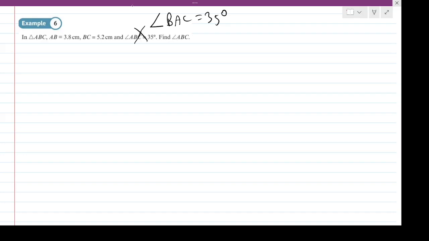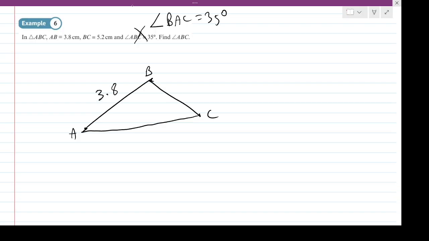Find angle ABC. Okay, so again, let's draw a rough sketch of a triangle, to put this information in, so we can put the lengths and the angles in. So point A is here, point B say there, and point C say there. I'm not worried about how accurate the triangle is per se, I'm just drawing a rough sketch of one. So AB is 3.8, let's put it here. BC is 5.2, and we don't know AC, that's okay. But we also know angle BAC is 35.